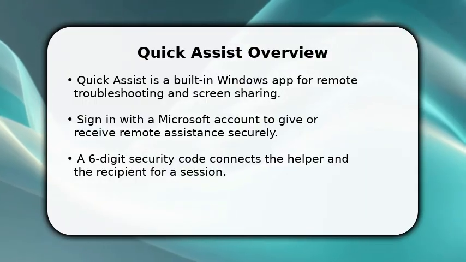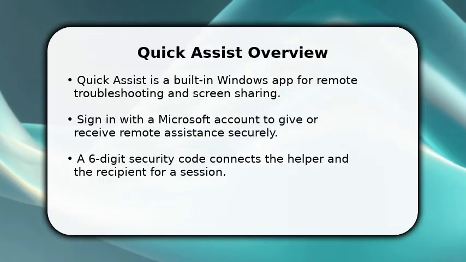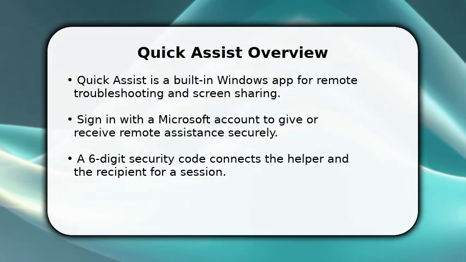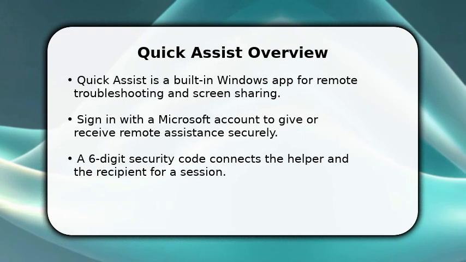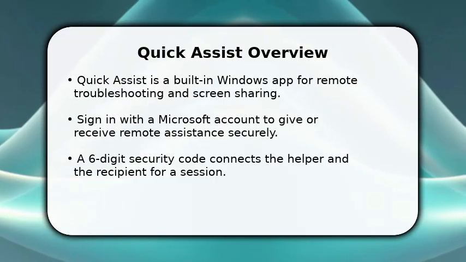Choose Give Assistance to generate a 6-digit security code for the recipient. Choose Get Assistance to enter the helper's 6-digit code and allow connection permissions. This app uses Windows authentication and permissions to grant shared control safely and temporarily.